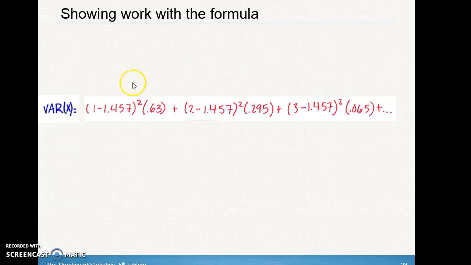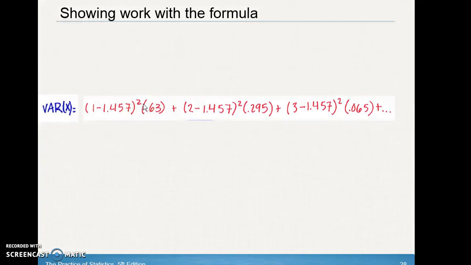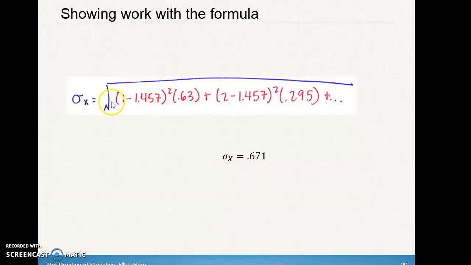Notice we've squared all of these, and we did not take the square root yet. So right now, technically, this is the variance. We have not calculated the standard deviation. Hopefully you remember to move from the variance to the standard deviation. We undo these powers of 2 by taking the square root. As soon as you take the square root of that, you have your final answer. On average, the number of languages spoken by a randomly selected student is going to deviate from the mean of 1.457 by 0.671.